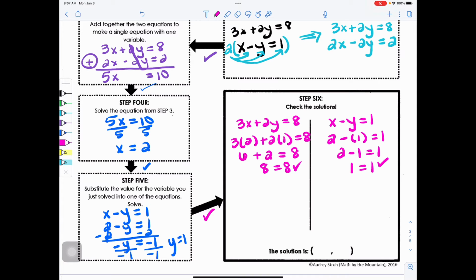So now that we know it checks in both, I am definitely positive that my solution is an x value of 2 and a y value of 1. So we will write it as a coordinate (2, 1), and we can circle that as our final answer.